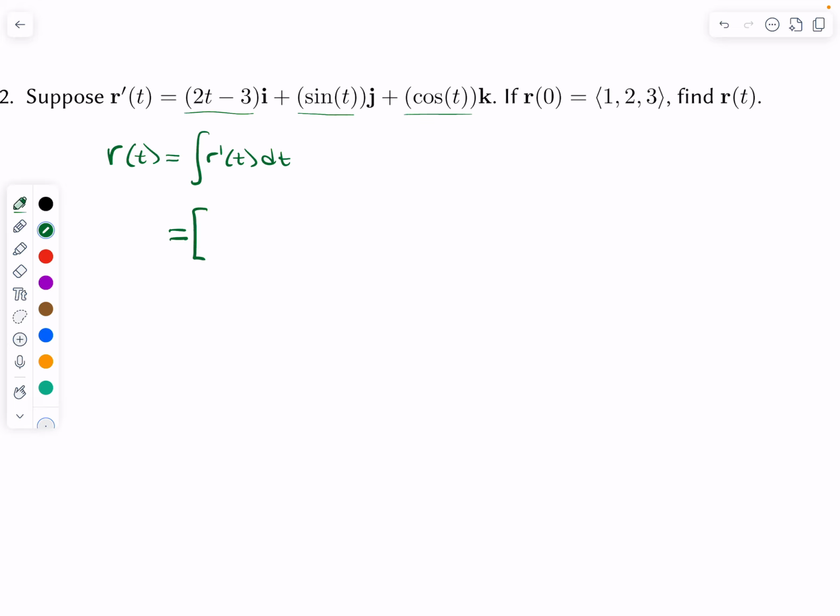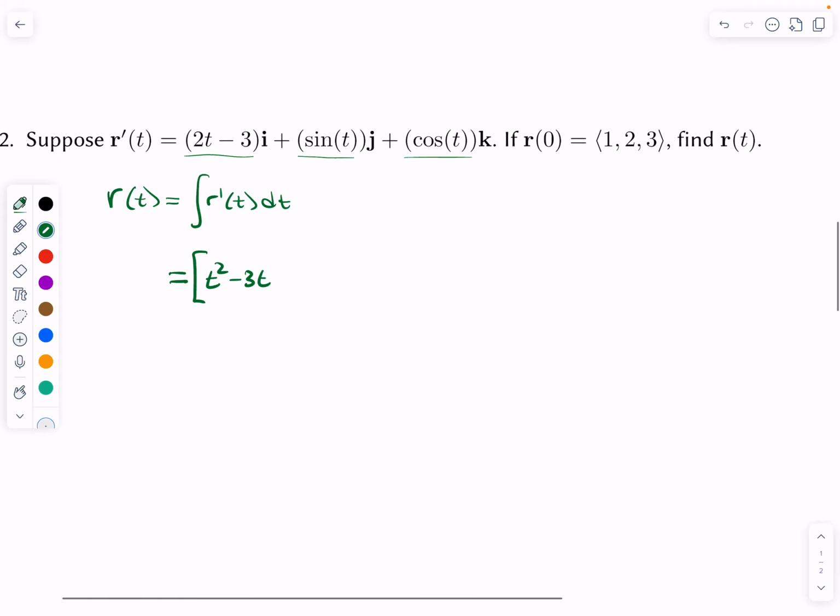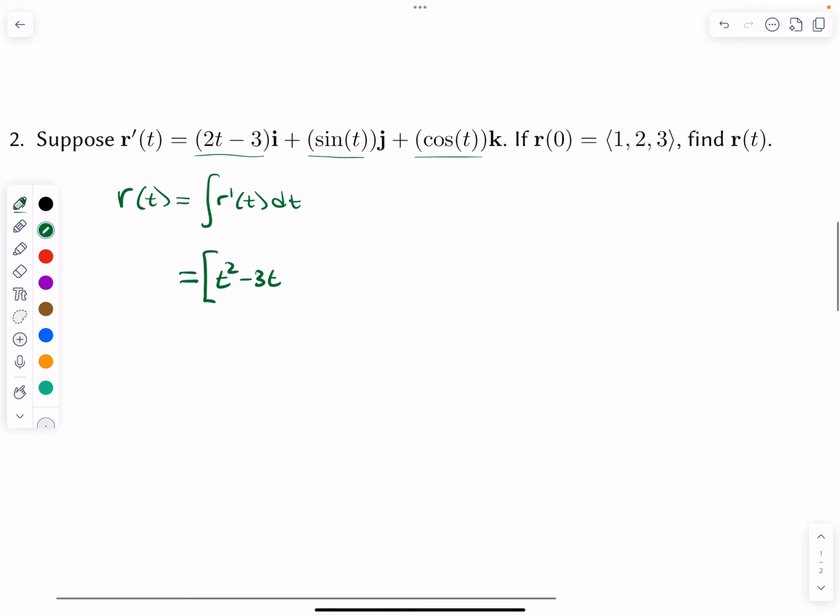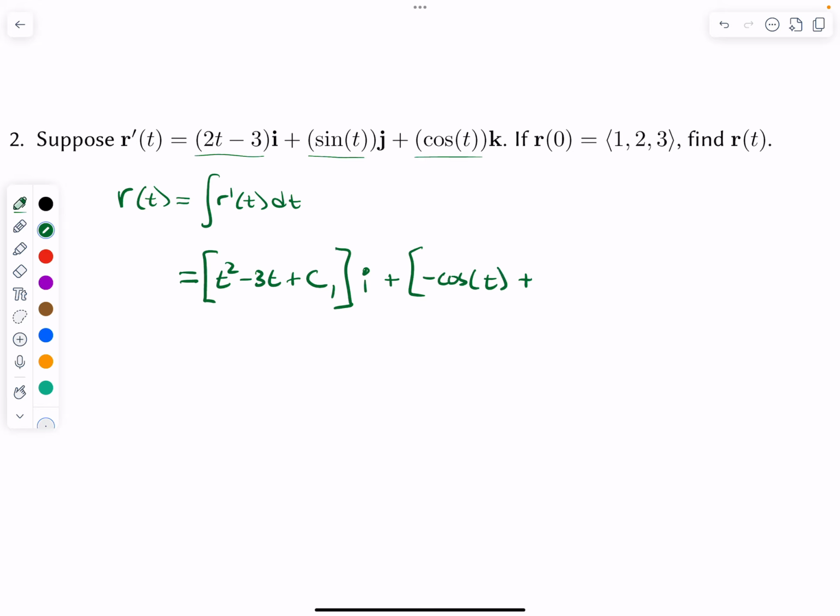And so in this case, I'm just going to do the antiderivative of each of these functions. So here you have a t squared minus 3t. So you're familiar with antiderivatives. And then plus the constant of integration. So that's the deal here, is that we're going to have a bunch of constants of integration, one for each of these components. The antiderivative of sine is the negative cosine. So this will be negative cosine of t plus a second constant of integration.